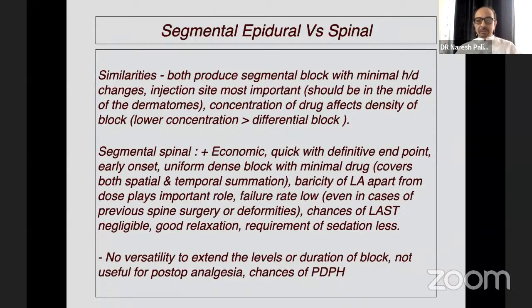But there are some negative points about segmental spinals. Like there is no versatility to extend the levels. Once injected, you cannot extend the levels afterwards. And also the duration of block cannot be extended, so it's not useful for post-op analgesia also. And the chances of PDPH as you're puncturing the dura are more, but that can also happen when you get accidental dural puncture during thoracic epidurals. The same thing can happen. And in my point of view, if the surgeries are major, then you can combine both the techniques together to have better results.